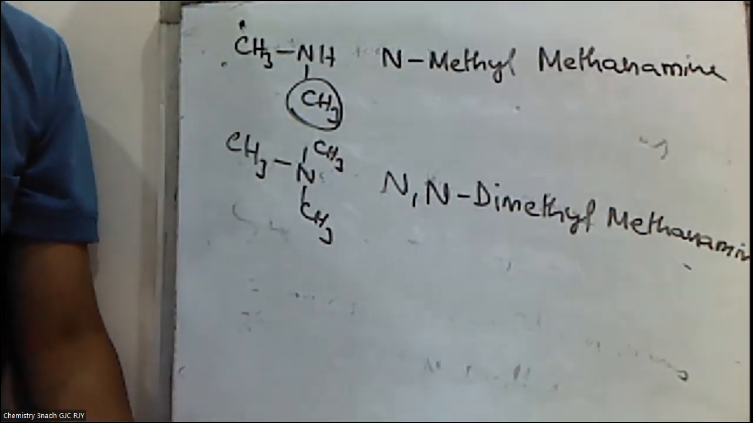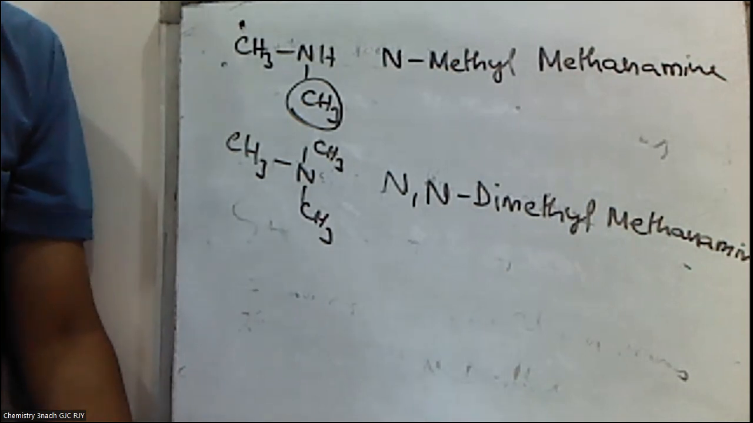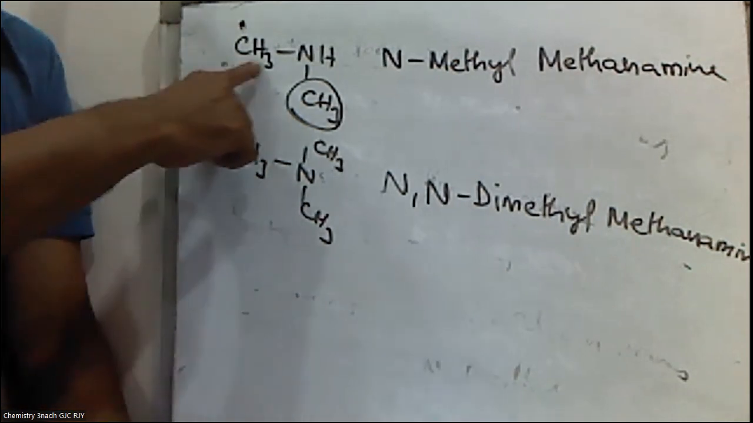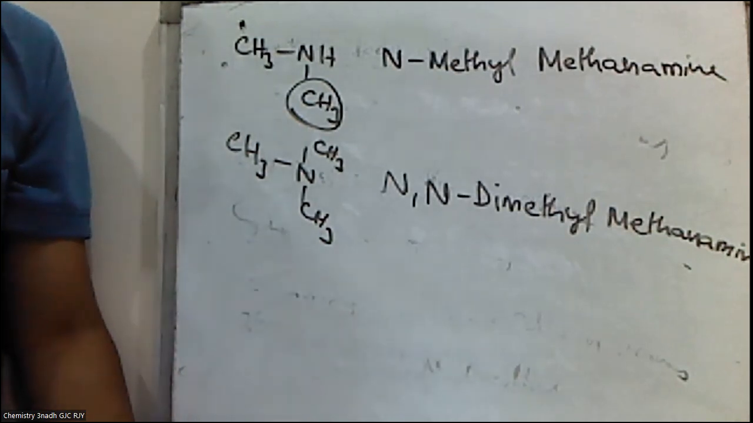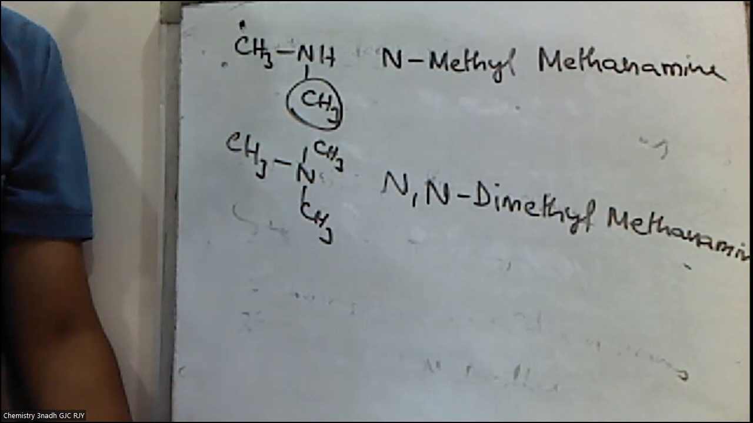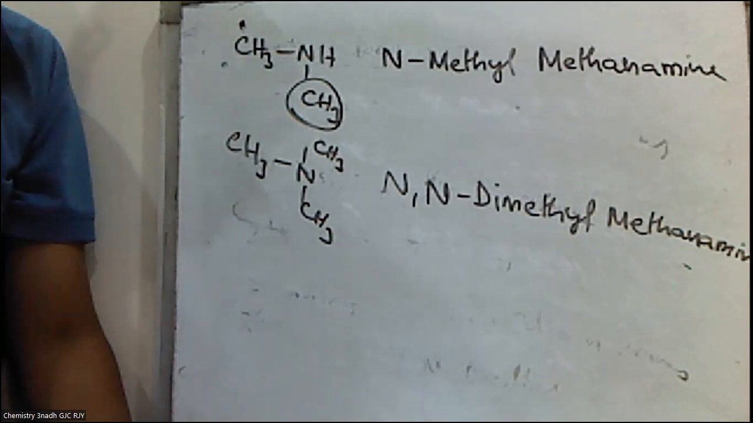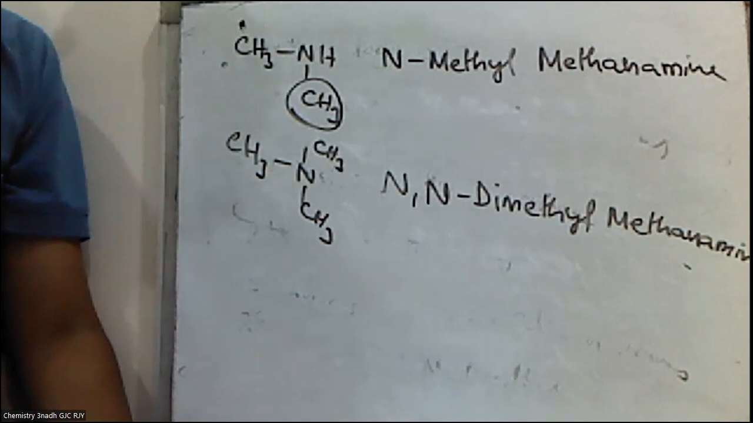In secondary and tertiary amines, if different alkyl groups are attached to the nitrogen, for example, here the same alkyl groups are attached to the nitrogen. If different alkyl groups are attached to the nitrogen, the longest chain becomes the parent alkyl, and the remaining alkyl groups are added as prefixes in alphabetical order.